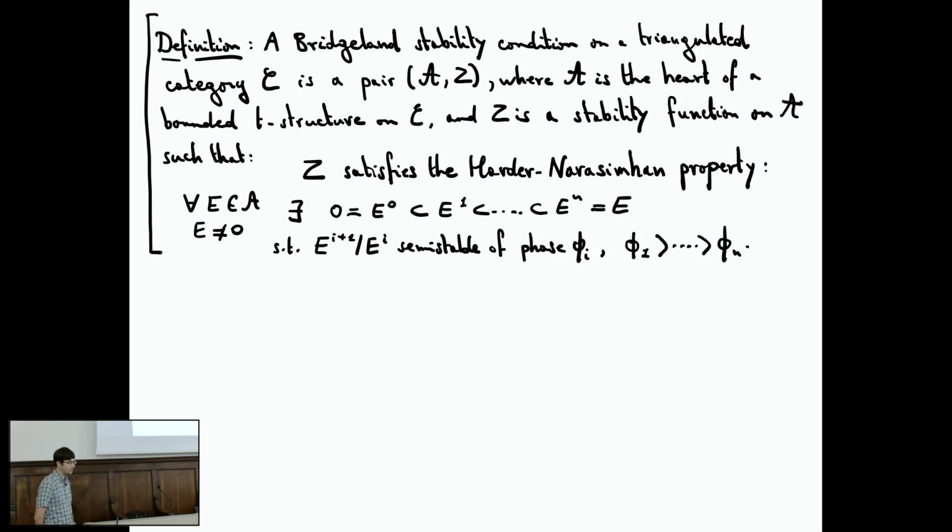So what this property is telling you is that any object in A, okay, might not be semi-stable, but is always made of semi-stable objects in the sense that there is this filtration whose successive quotients are semi-stable. So this property is telling us in particular there are enough semi-stable objects to kind of reconstruct essentially any object.